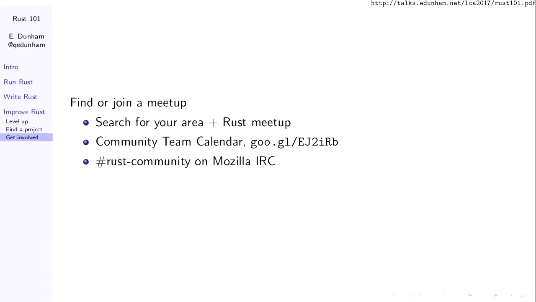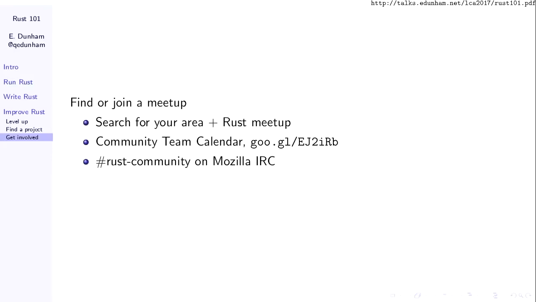You should look around if you like interacting with humans, which I assume you might because you're here at a conference, for a meetup in your area. So doing a web search for the name of your area and Rust meetup will often get you something. If that doesn't, check out the Rust community team calendar, which I have short-linked you there. And we try to keep track of when and where all of the various meetups are happening, because they all use different software depending on where they are.